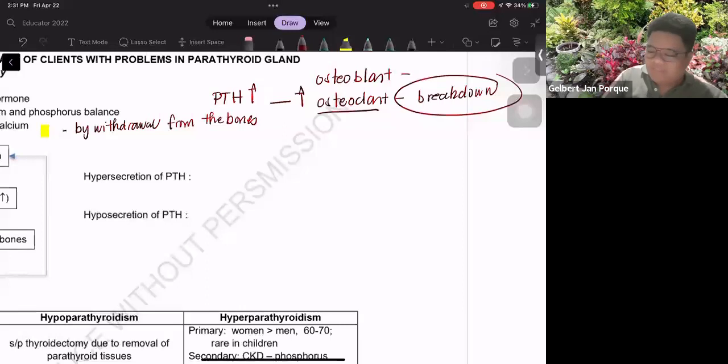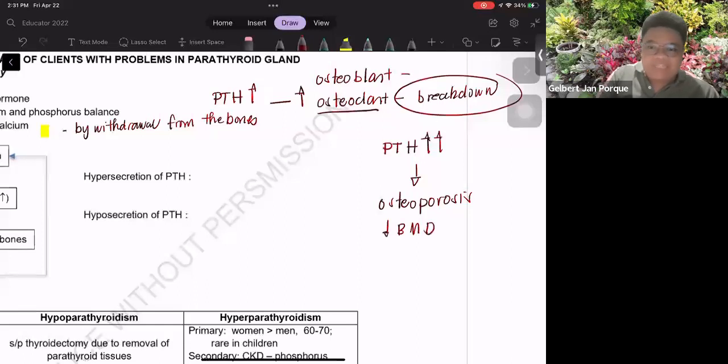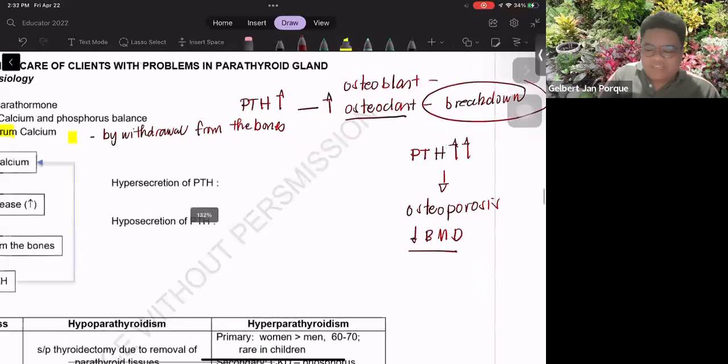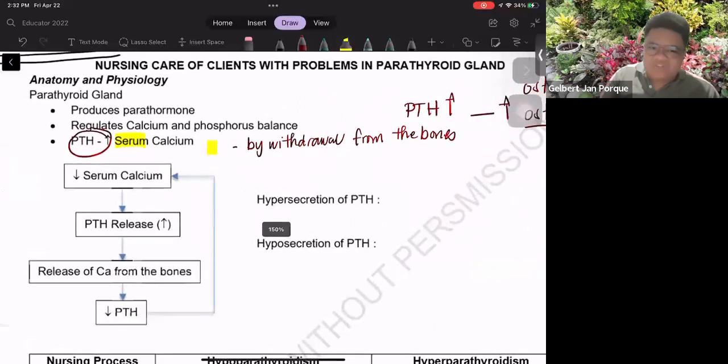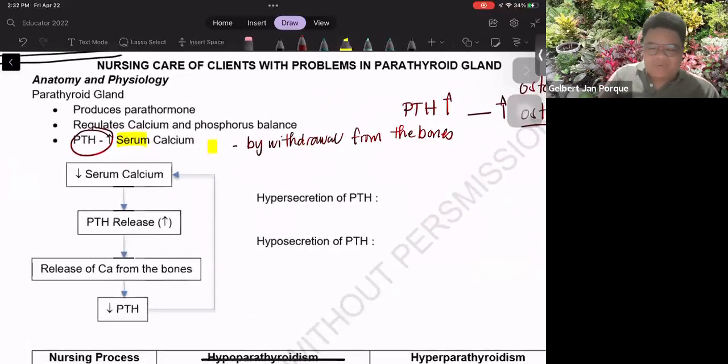Now, with that being said, let's say, for example, it has been long that your PTH levels are continuously increasing. What particular bone problem will your patient experience? Very good again. Class, that would be your osteoporosis, which is characterized by the decrease of your bone mineral density. That's why I would usually tell you guys that PTH is considered to be an enemy of your bone. We label them as friends and enemies, and PTH is an enemy of your bone.